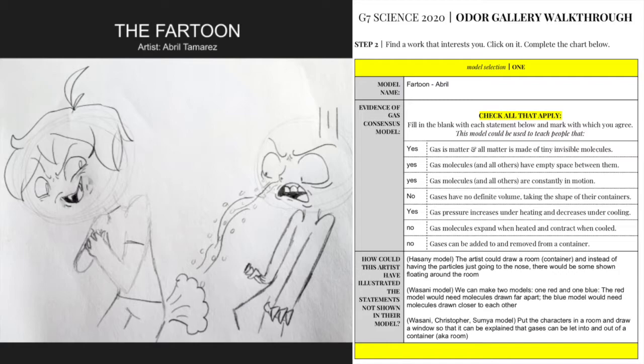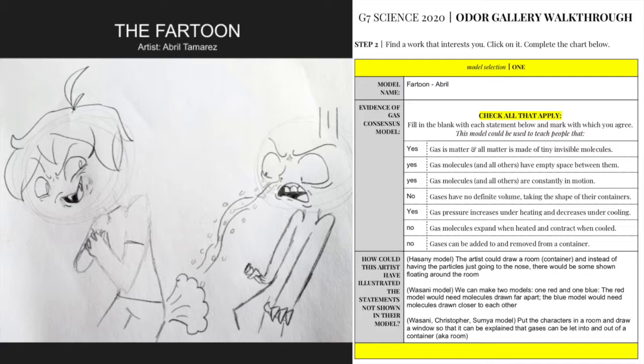So let's say, Wasani, if you were going to recommend the artist draw two drawings, one hot, one cold, how should the artist draw the molecules in the hot one? He should draw it spread out. Spread out, and Hassani said red. Okay, now how about the cool one? The cool one should be close together. All right, so we can make two models, one red and one blue, and then fill in the blank.